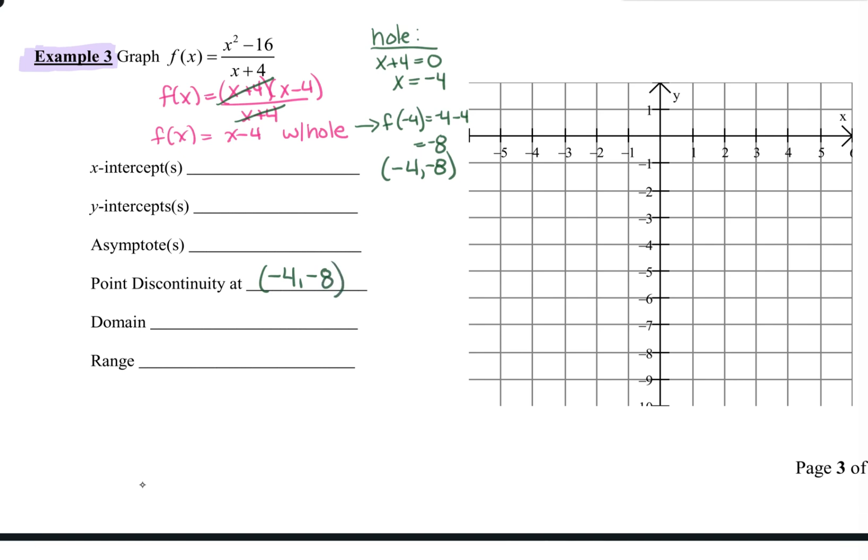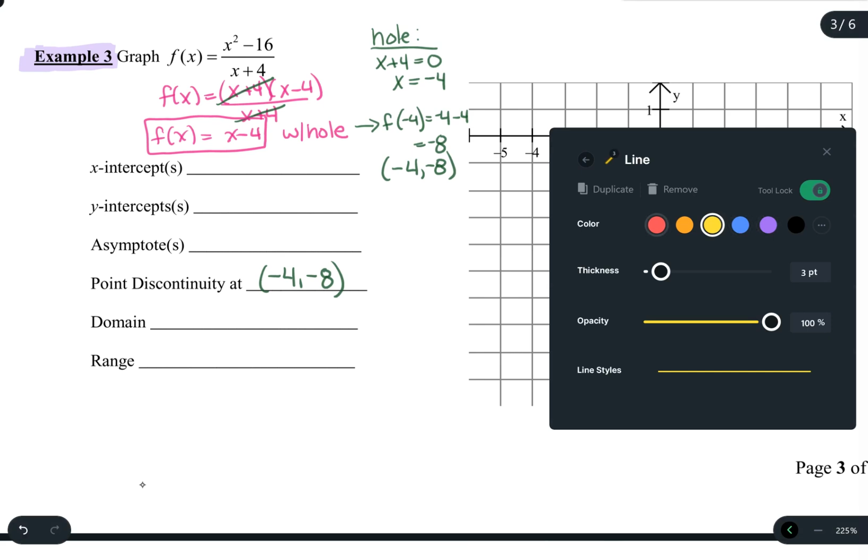Also, because the factor canceled and we ended up with our equation simply being f of x equals x minus 4, which is just a line with a hole in it, we do not have any vertical asymptotes or horizontal asymptotes. So here we're just graphing our line, f of x is equal to x minus 4. I'm going to change the color of my line here. I'm going to make it purple.